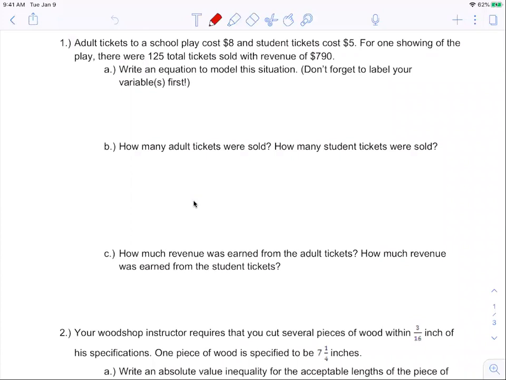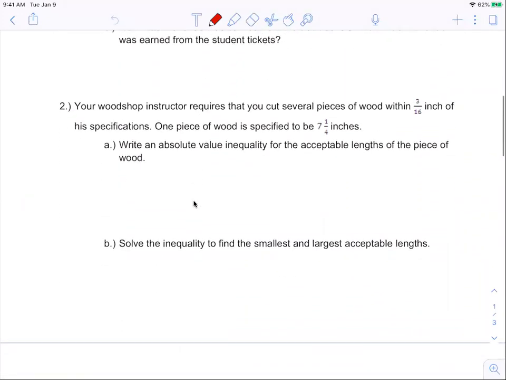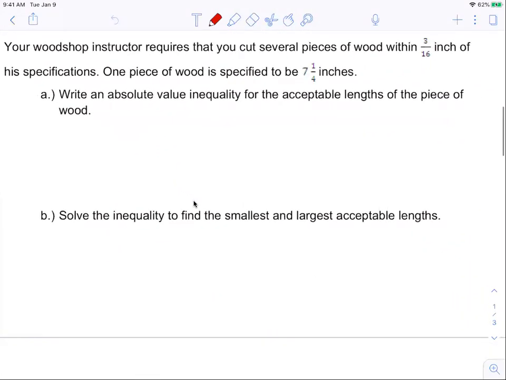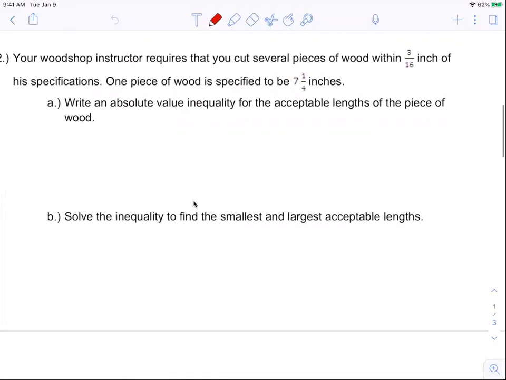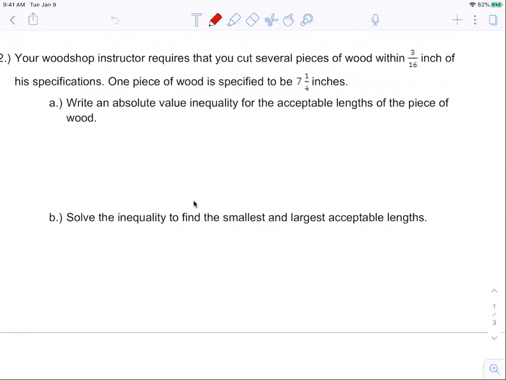But I want to go through just like a word problem or two with you, just so that you feel comfortable with the word problems. And we're going to do number 2 because number 2 is an absolute value inequality again. So it makes sense to go through one more of these together as a class.